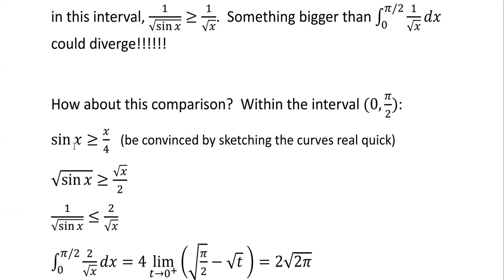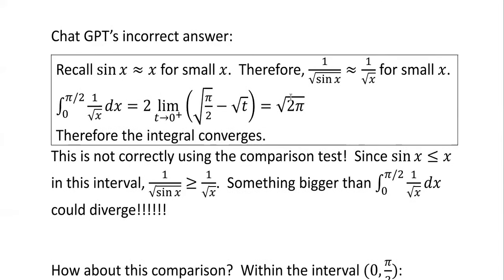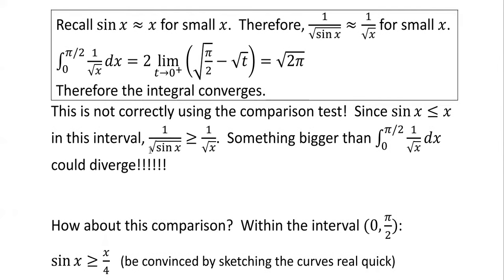Okay, so now to pick the comparison, I just knew that sine x is greater than or equal to x over 4. You can be convinced by sketching the curves real quick. Okay, so first of all, we couldn't use this improper integral to compare. But since we know that 1 over square root of x converges, maybe we can do something really similar to this. This is where experience comes into play. So you should, first of all, memorize that 1 over square root x, as you integrate as x goes to 0, that it converges. Okay? So let's pick something very similar.